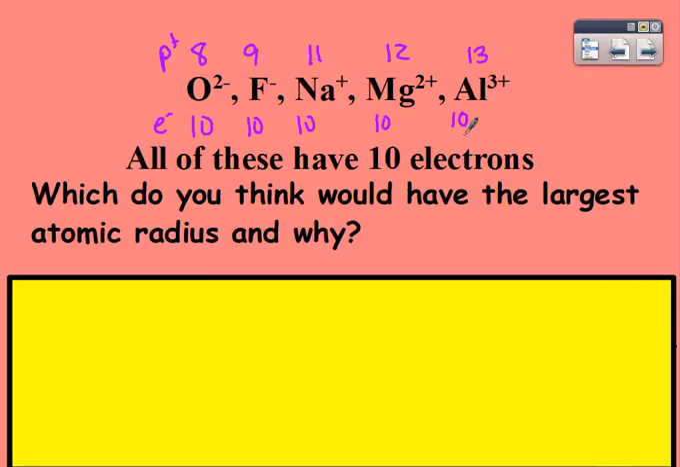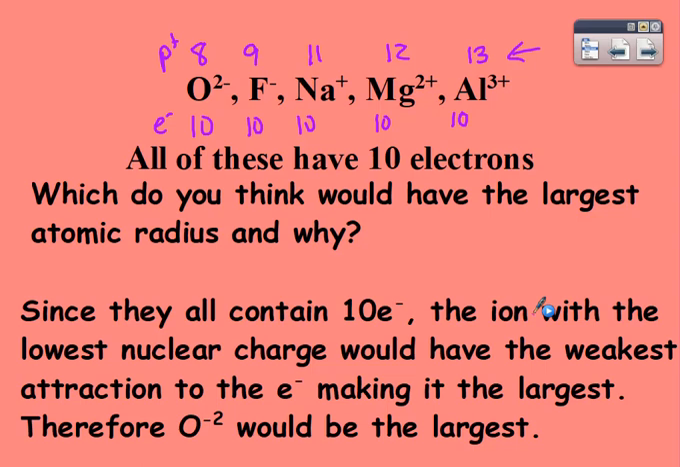So before we said they're isoelectronic. They all have 10 electrons. They have the same number as neon. But protons, they range from 8 to 13. So since they have the same number of electrons, we can't say that one has more electron-electron repulsions than another because they all have the same number of electrons. So it has to be their number of protons that's causing the size to be different. Oxygen has 8 protons pulling on those electrons, while aluminum has 13 protons pulling on those electrons. So if you said oxygen, you are correct.